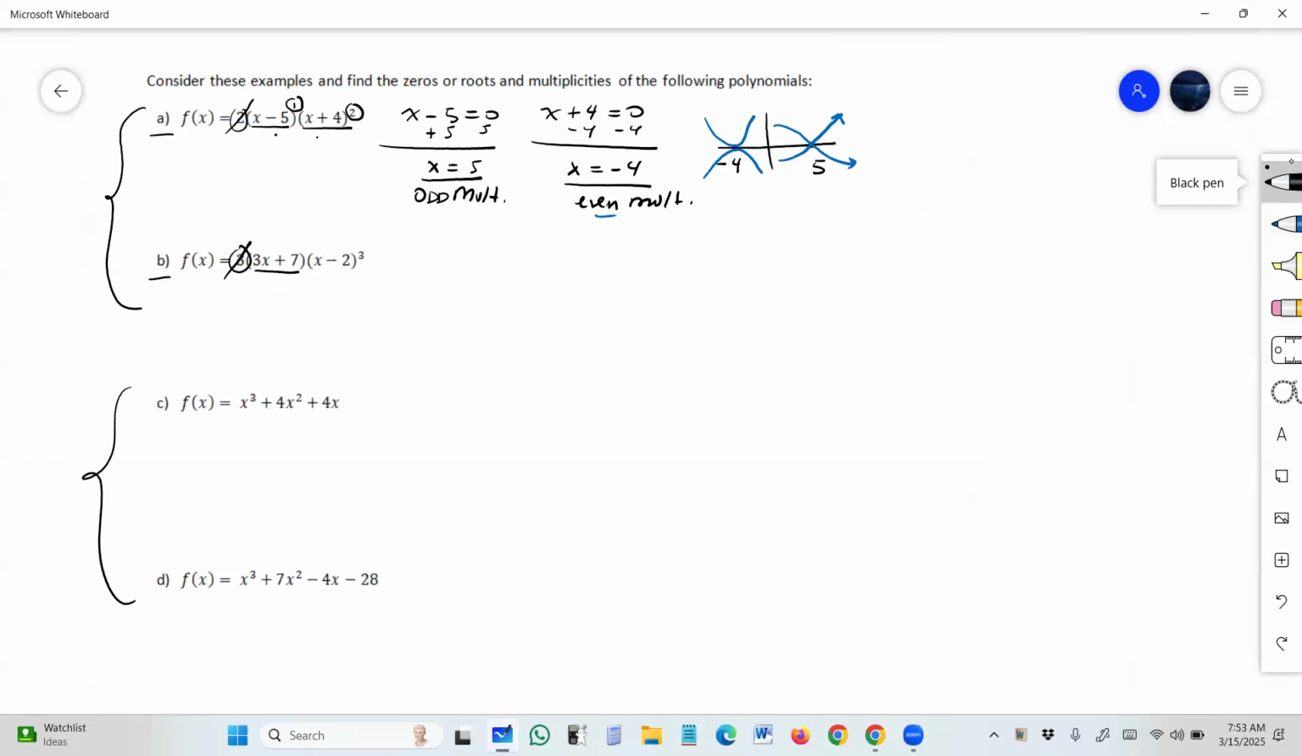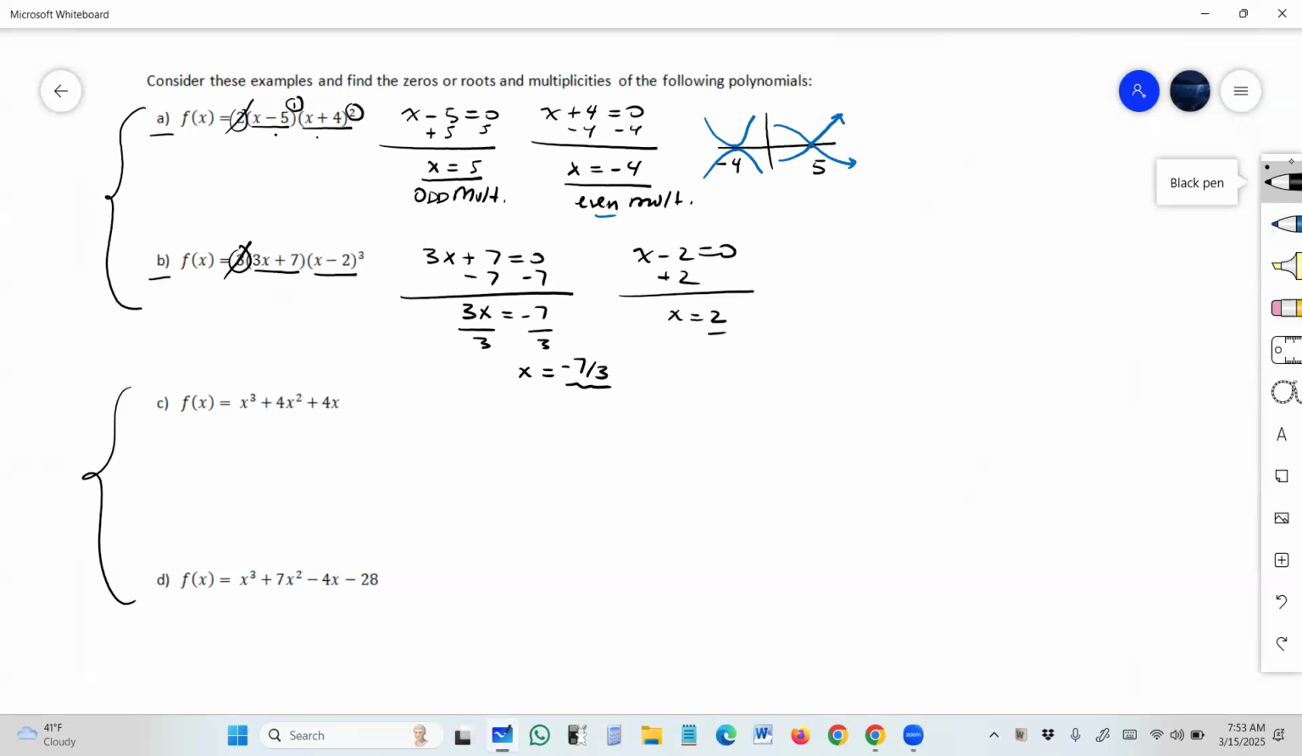Same thing for the next case, B. 3 cannot be a factor, so I will set each of these two to 0 and solve for x. So 3x plus 7 equals 0, and x minus 2 equals 0. This is very easy, right? Obviously. So one of the roots is 2, and in the second case, minus 7 on both sides. Divide everything by 3, and here's the other root. Okay, so I have two roots.